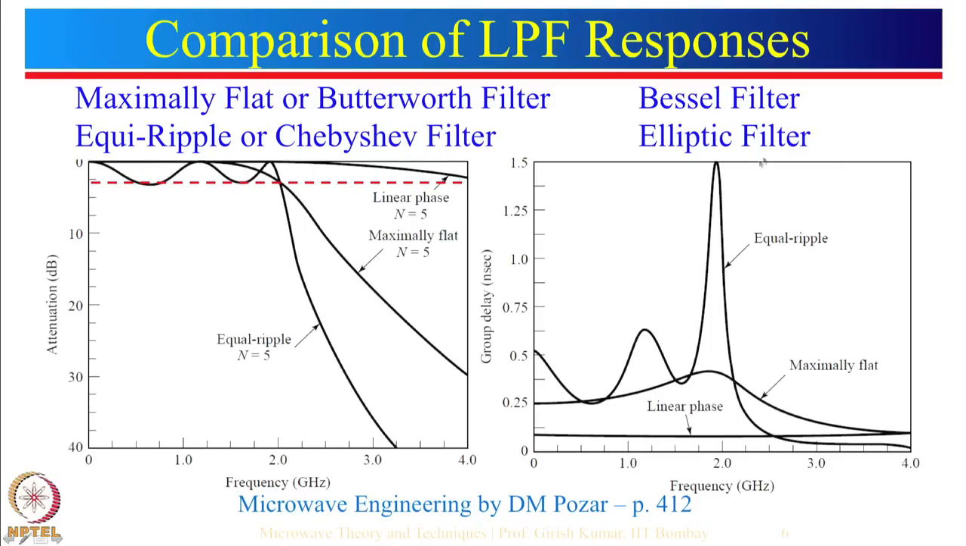Elliptic filters in general have Equi-Ripple in the pass band as well as they have Equi-Ripple in the stop band also. But the advantage of elliptic filter is that the response transition from pass band to stop band is very fast. So, suppose for the same fifth order, this is the response for maximally flat, this is the response for Equi-Ripple, but for elliptic filter the response will be even sharper, and that will be something like this, and then there will be some ripples in this particular region here.